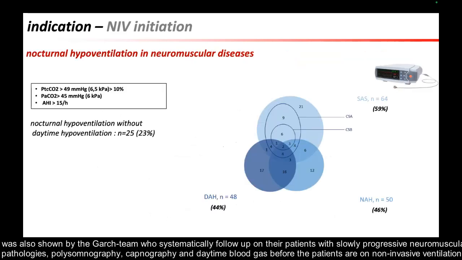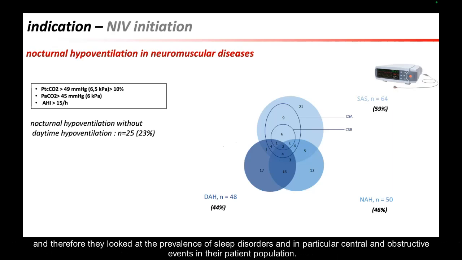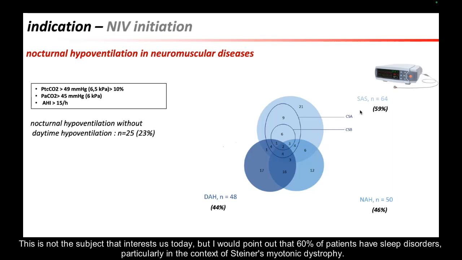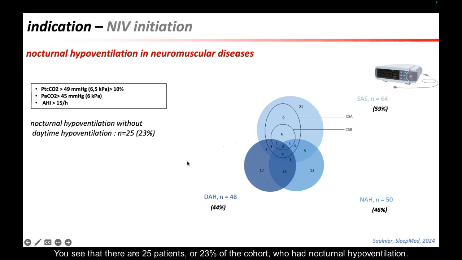It was also shown by the GARCH team, who systematically follow up on their patients with slowly progressive neuromuscular pathologies with polysomnography, capnography and daytime blood gas before the patients are on invasive ventilation, and therefore they looked at the prevalence of sleep disorders, and in particular central and obstructive events in their patient population. This is not the subject that interests us today, but I would point out that 60% of patients have sleep disorders, particularly in the context of Steinert's myotonic dystrophy. You see that there are 25 patients, or 23% of the cohort, who had nocturnal hypoventilation.